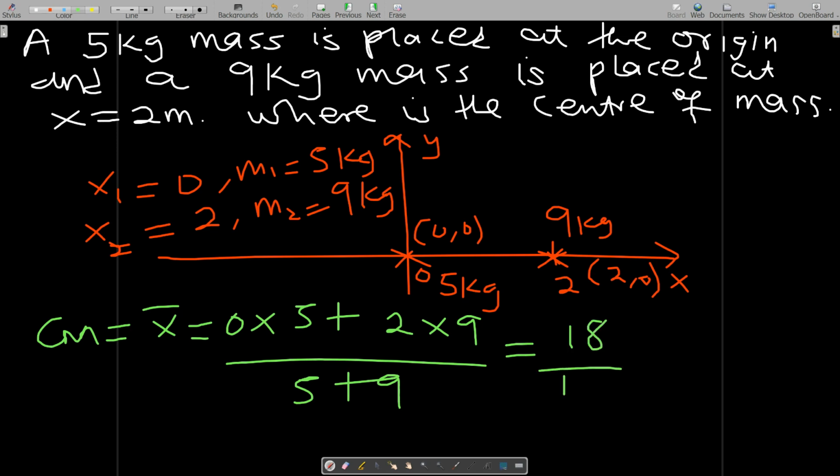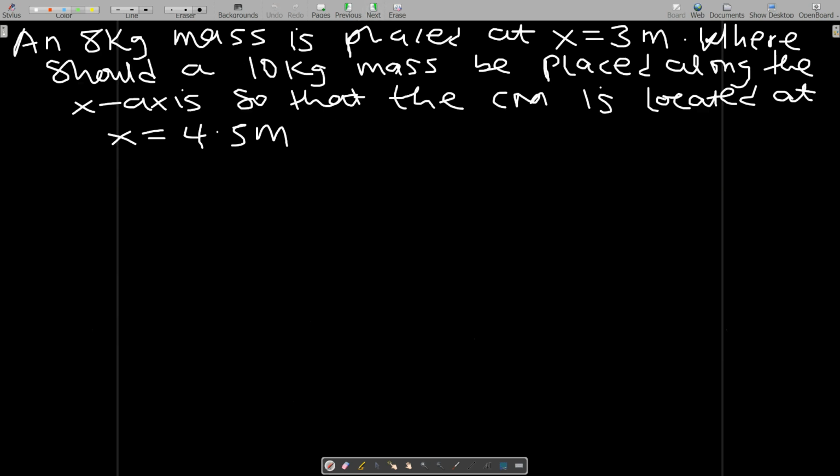14. Right, and this is equal to 2 times 9, that is 18 over 14. I'm putting it on my calculator, so we get 9 over 7, which is 1.286 meters on the x-axis. Okay, so this is the relation for this particular question. Okay, I hope you understand it. Alright, so let's go to the next one.